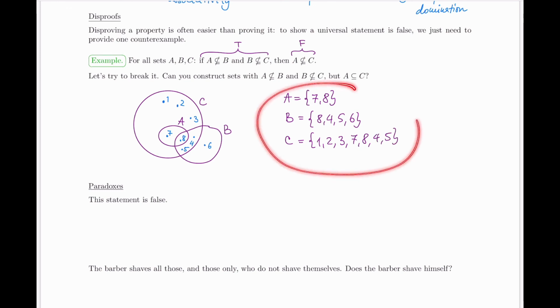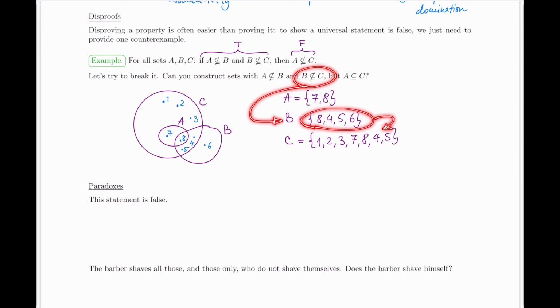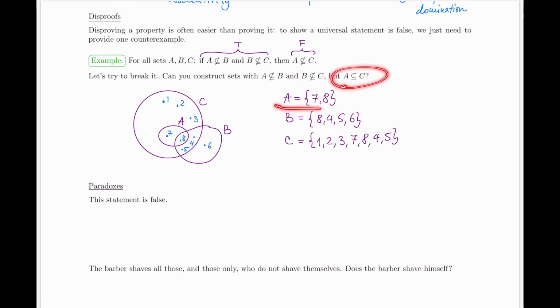Now, if I have explicit sets, I can also check these properties using these sets as well. A is not a subset of B. That's very clearly the case. 7 and 8 are not both in B. B is not a subset of C. So not all of the elements here appear in C. And I can see that clearly. For example, 8 does not appear in C. But A is a subset of C. Both of the elements here can, in fact, be found here, so that property certainly holds.